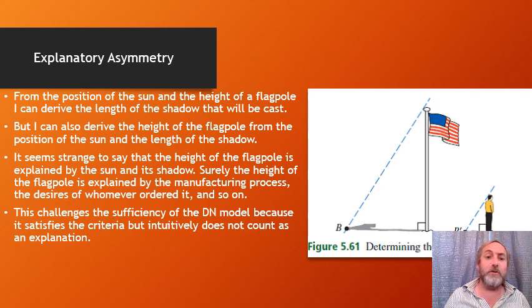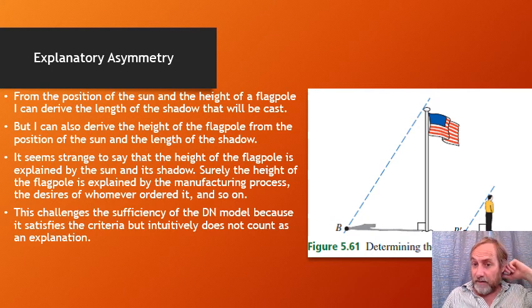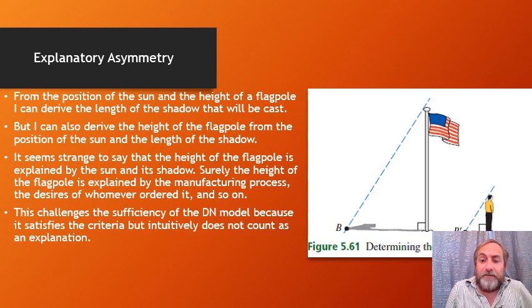So there's this issue of explanatory asymmetry, right? If explanation is simply a deductive relationship between the conclusion and a set of premises, that doesn't say anything about causal relations. And so you can end up with things counting as explanations that really shouldn't. So, for example, take the height of a flagpole and the height of its shadow. There's a relationship between the position of the sun and the height of the flagpole that will determine the length of the shadow on the ground.